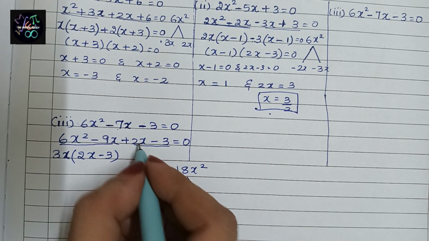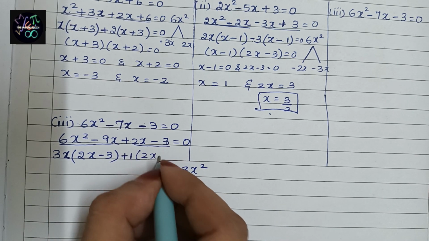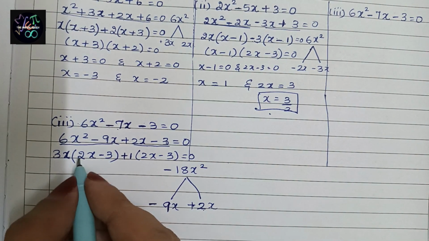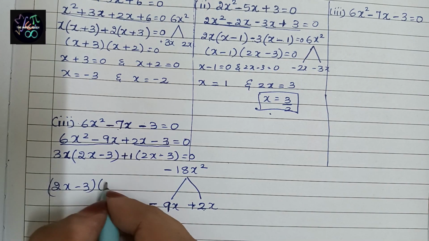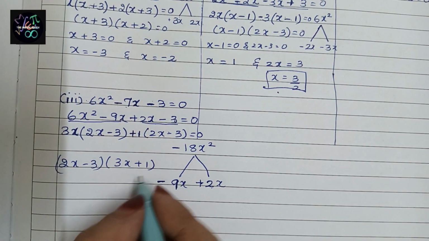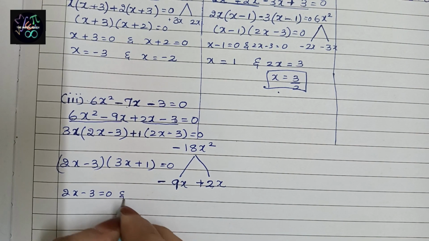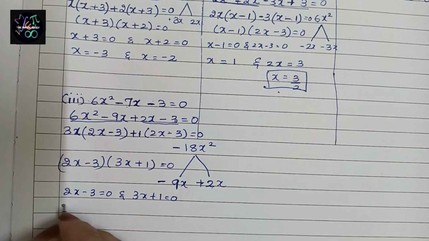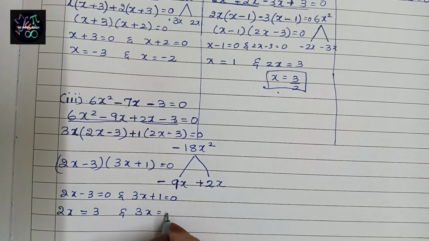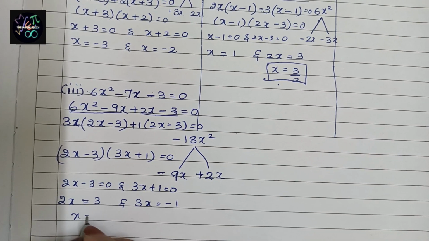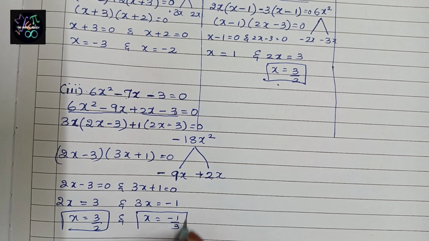Now here what is common? Nothing is common. Here 2x is there, here 3 is there, so we don't have anything common, so I'll write plus 1 common. So 2x minus 3 as it is, because I didn't take anything common. Now the common bracket is 2x minus 3, remaining 3x plus 1. So now 2x minus 3 equal to 0 and 3x plus 1 equal to 0. 2x minus 3, if we take this side, is equals to 3, and 3x is equals to minus 1, so x is equals to 3 by 2 and x is equals to minus 1 by 3. These are the roots of the quadratic equation.